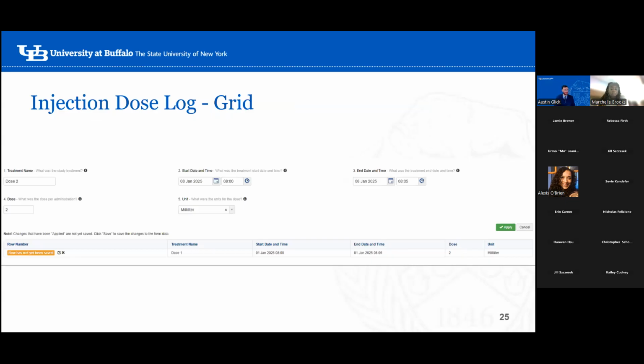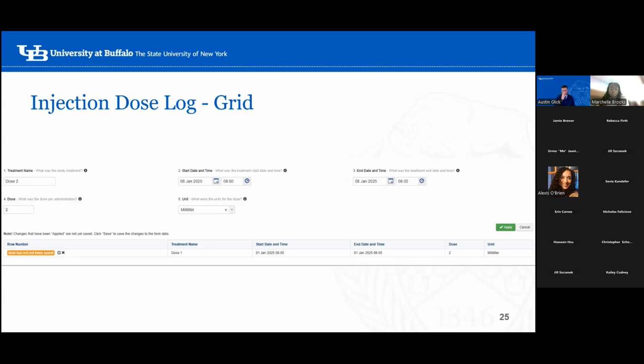So this is an injection dose log. This is an example of a log form. You have all those fields at the top that they're filling out, and then they can fill out those fields as many times as they want, and it'll log it below in this table. So we can see the workflow, we can see how many things are needed.